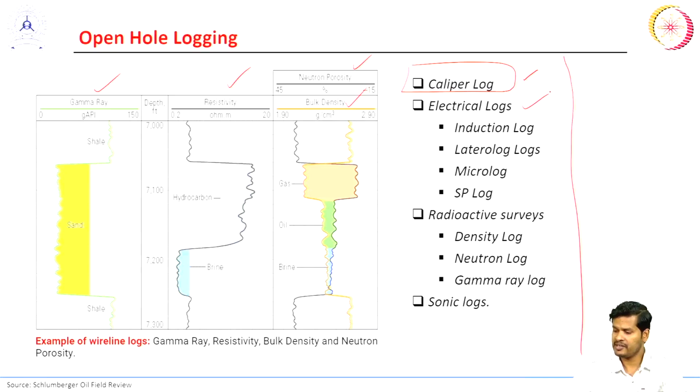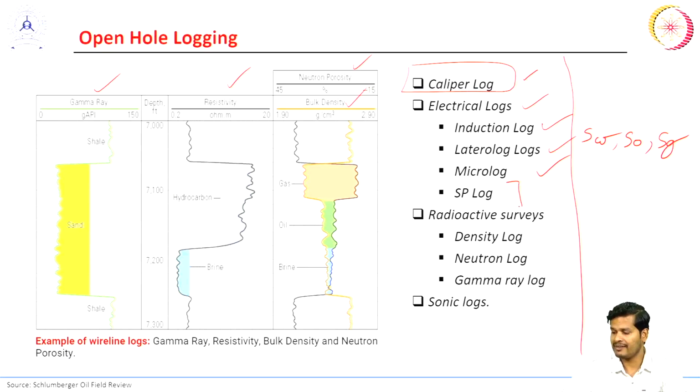Other logging tools, such as electrical logging tools, are designed to measure the resistivity of the formation. We will discuss the induction log, lateral log, and micro log, which measure the resistivity or the conductivity of the formation. The resistivity of the formation will be used to calculate the saturation of the fluids inside the formation.